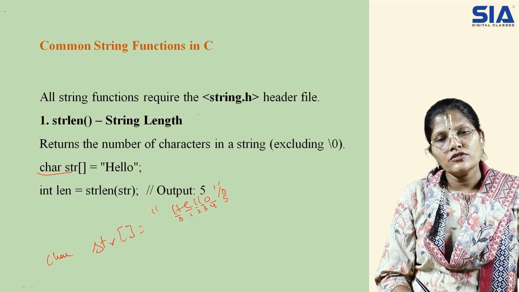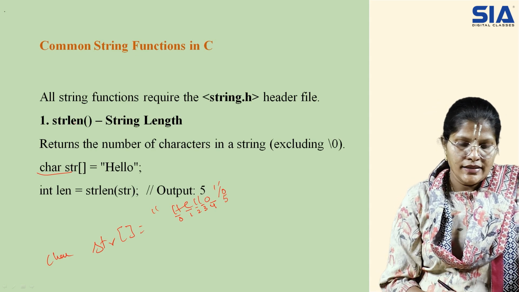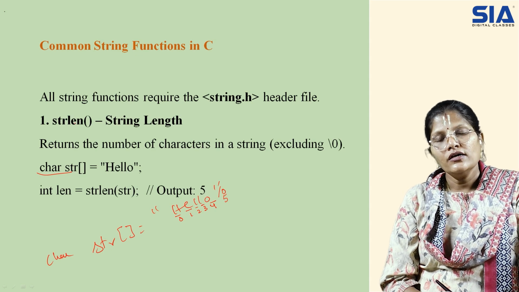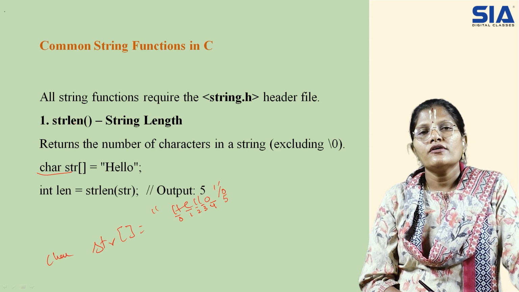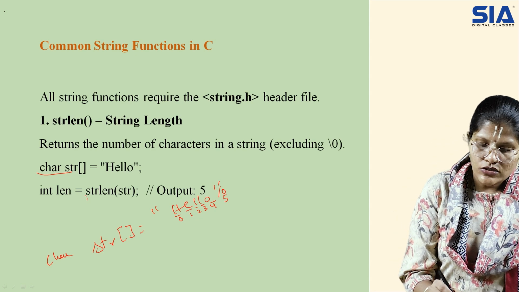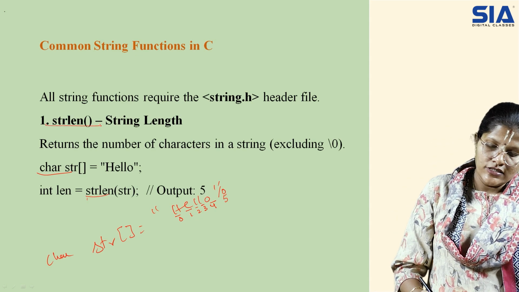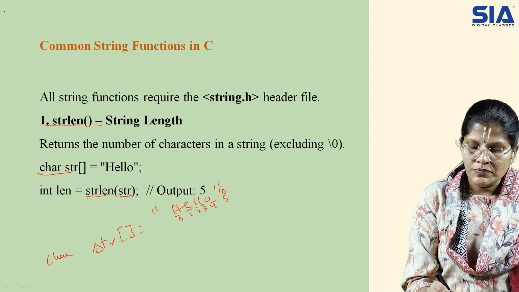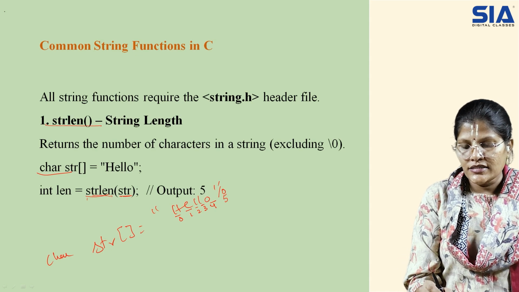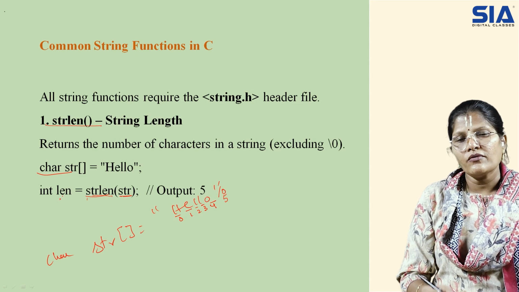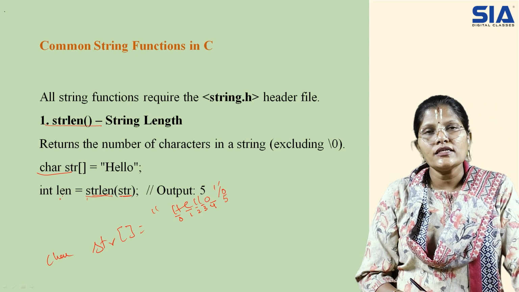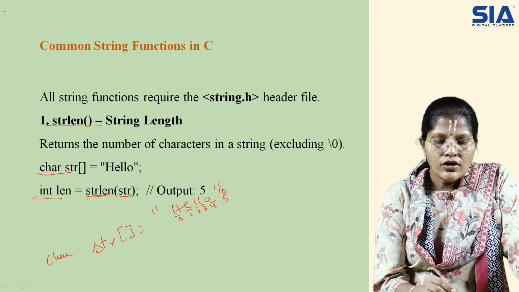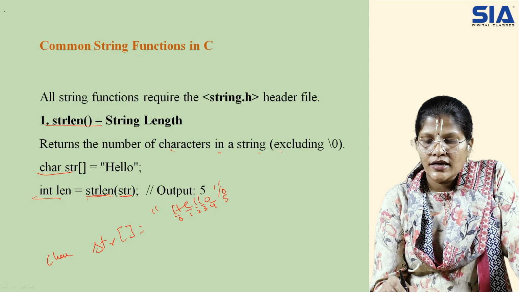The first function given to you is strlen, string length. If you want to identify how many characters are available in a particular string, you need to use the function strlen. The syntax is that it accepts a string value and returns an output in the form of a number, because here I need to find the length, that is how many characters are available. That is the reason we take it as integer. It returns the number of characters in a string excluding \0.